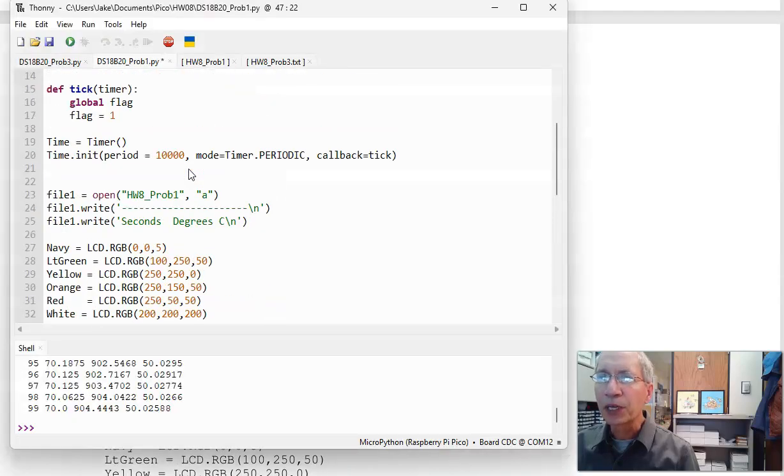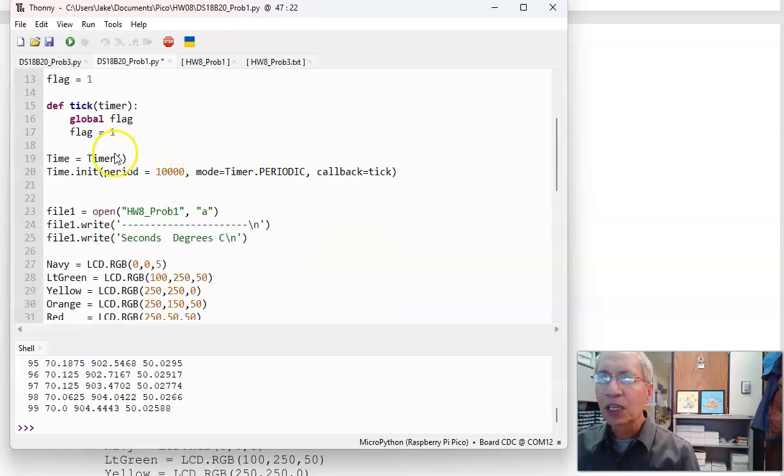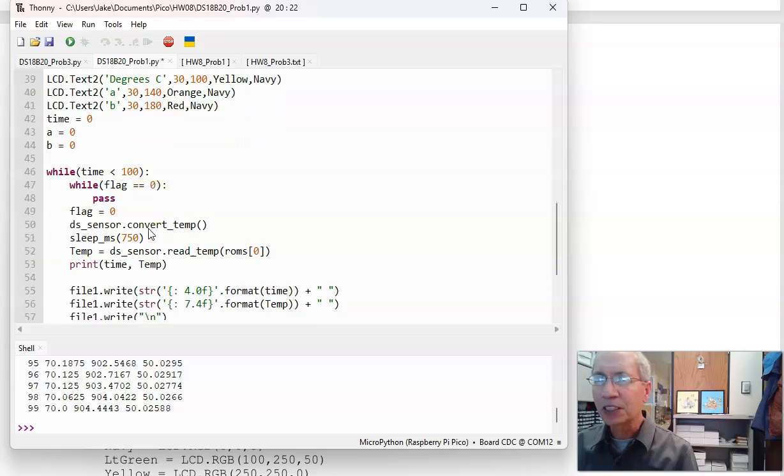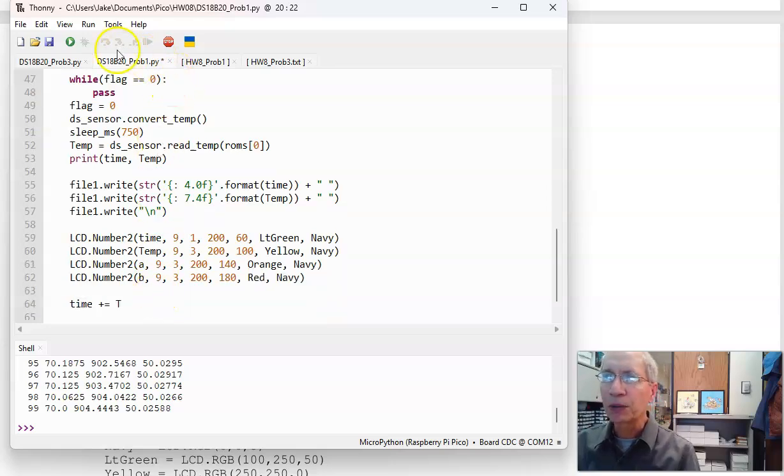Here's the Python program. What it does is it looks for the DS18B20 sensor. It turns on interrupts for 1000 milliseconds, or 1 second. Opens up a file, initializes the display, and then for 100 samples, waits for the interrupt to happen every 1 second. I will read the sensor, send the temperature to the LCD display, and the serial port.